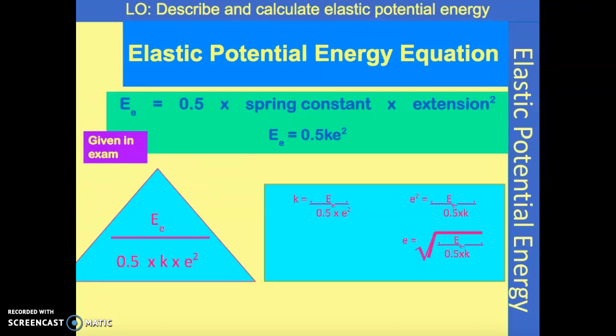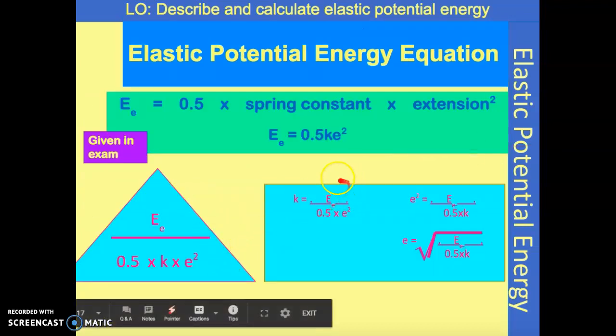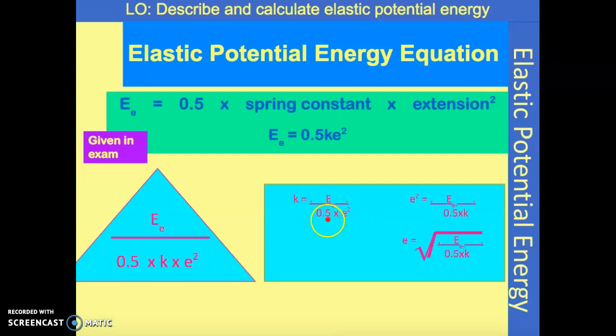Okay, so hopefully you came up with the following equations. So the spring constant, so again, if I use my triangle, cover over my K, that's elastic potential energy divided by a half multiplied by extension squared. So elastic potential energy divided by a half times extension squared.